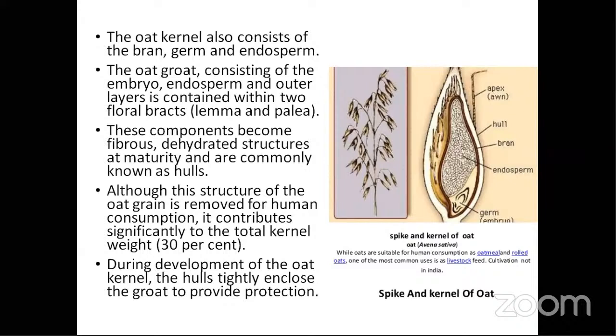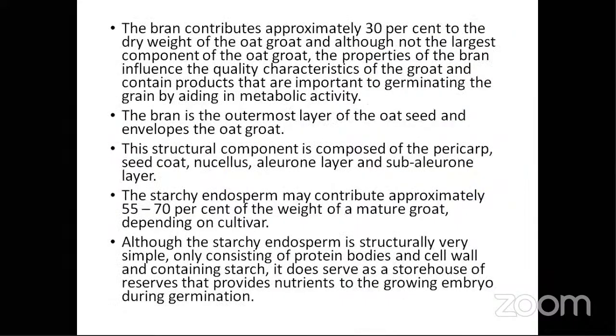So these components are fibrous and they attribute a protective action on the grains. So they are known by the name hulls also. And when it is to be used for human consumption, then this hull has to be removed. And it contributes to 30% of the total kernel weight. So that is there. So next, the bran.